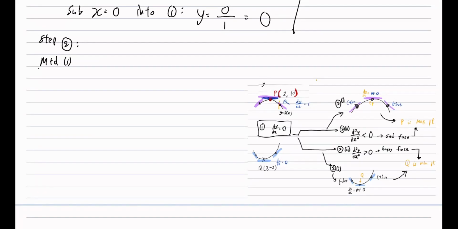No, I'll show you both. Method 1, I label as 2.1, part 1. So I'll just label as part 1. This is known as the first derivative test.